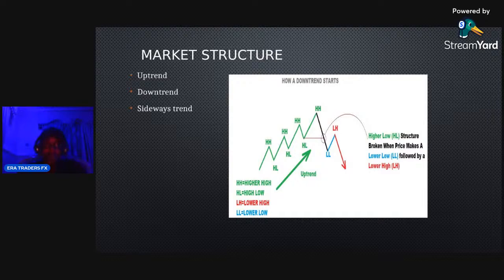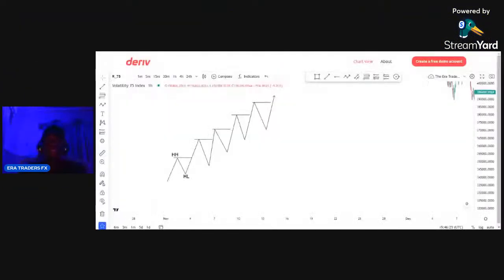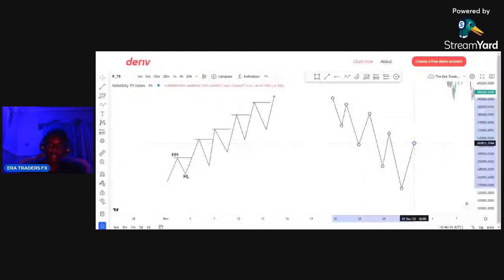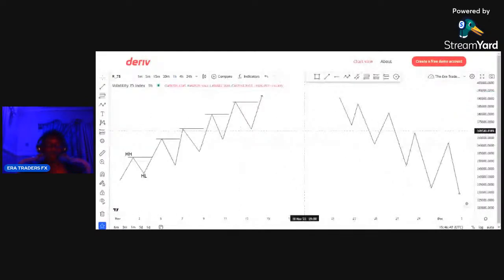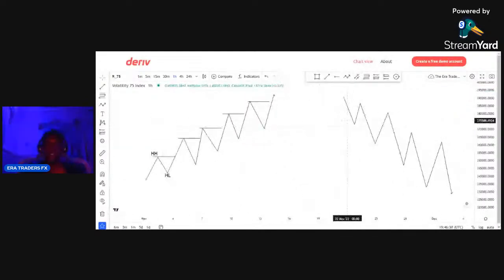And when the market is coming down, it forms a series of lower low, lower high, lower low, lower high, lower low, lower high, lower low. Just like that. Do we get that? This is the foundation. You need to understand.